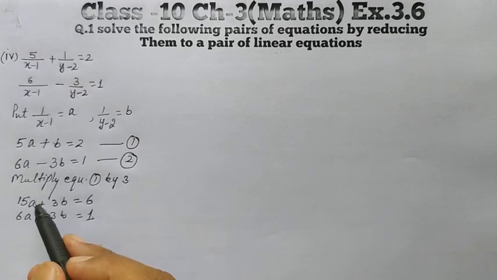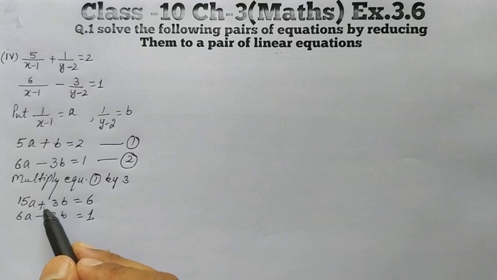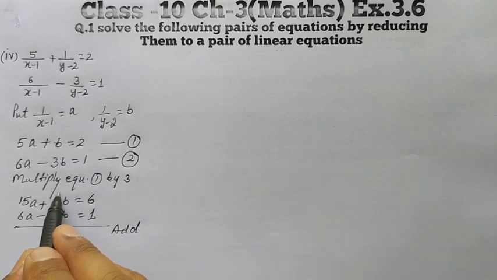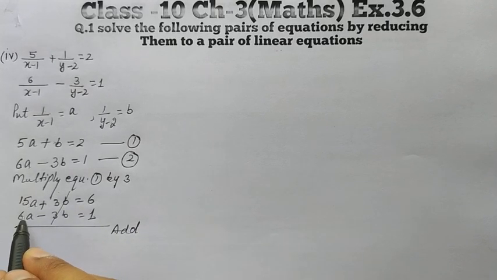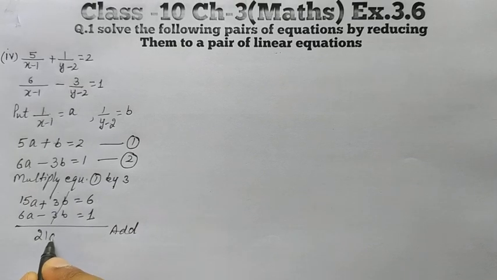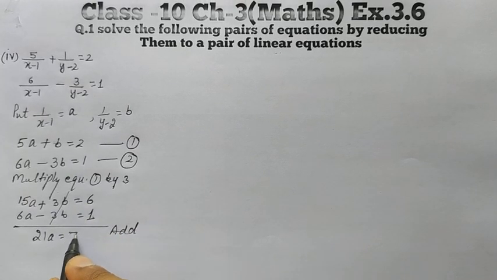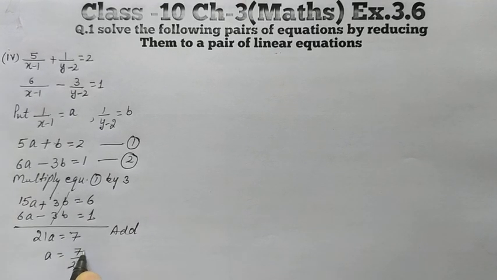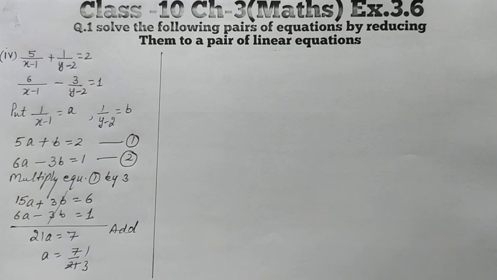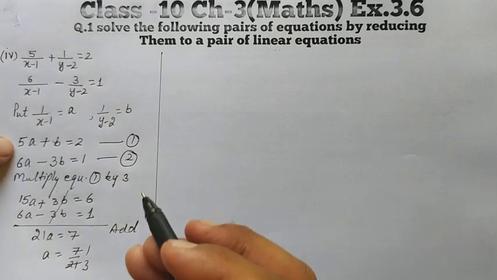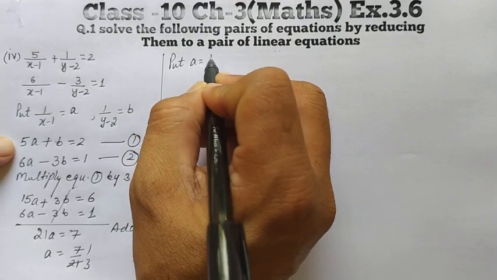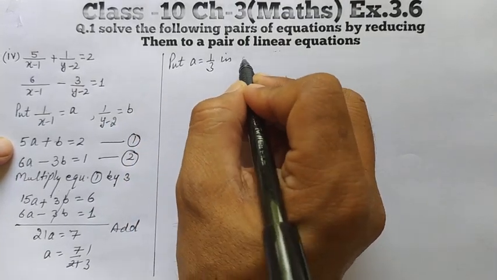The second equation we'll write as it is. Now, since the signs of both these variables are different, we'll add these equations. So adding these two equations, the b terms cancel. Now 15a plus 6a, that is 21a, is equal to 6 plus 1, that is 7. So a will be 7 over 21, that is 1 over 3. Now we'll put the value of a as 1 by 3 in any one of the equations. So let's put it in equation 1.